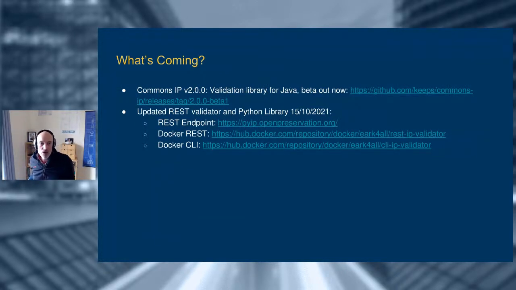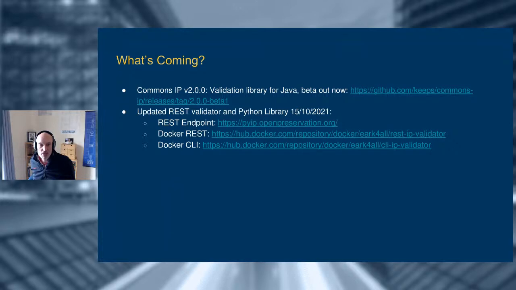Okay, then. We're quite close to the end of the project now, but I'm just going to detail what is coming. So the Commons IP, which is a Java validation library, we run two libraries, a Python one and a Java one, to support different types of implementers, different software suppliers as well, people who want to incorporate the libraries within their own software. So the beta for the new version of Commons IP is out now. It was released earlier this week. And the updated REST validator and Python library will be released by the 15th of the 10th, maybe a little earlier than that, but certainly no later than that.